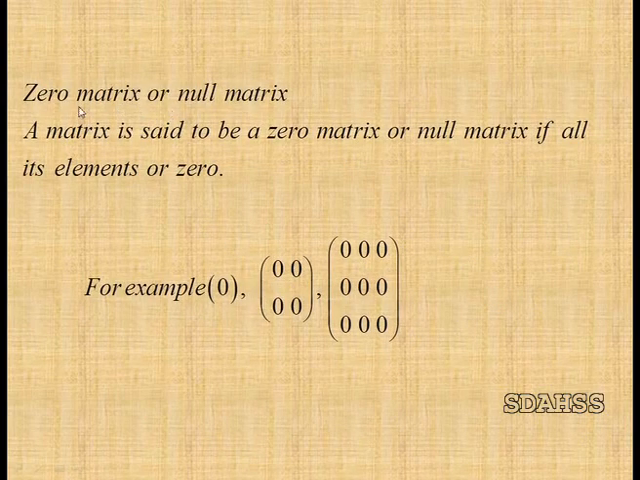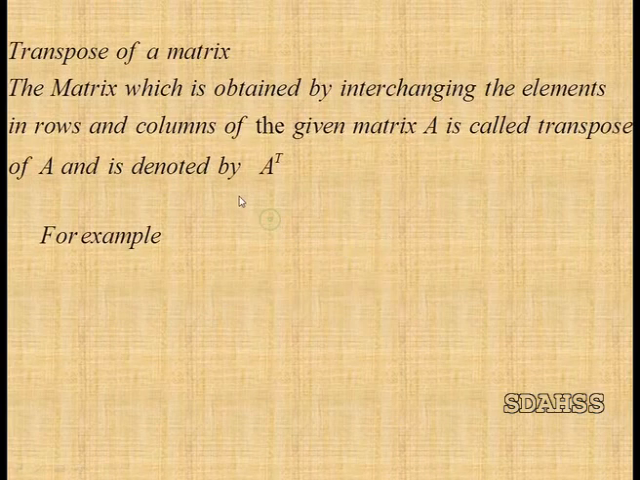Zero matrix or null matrix: a matrix is said to be a zero matrix or null matrix if all its elements are 0. See, all the elements are 0, then it is said to be a zero matrix.